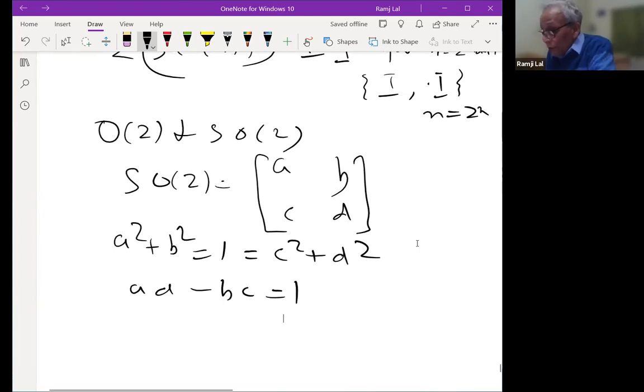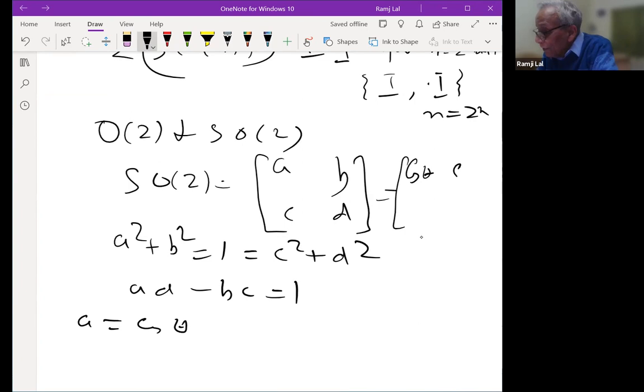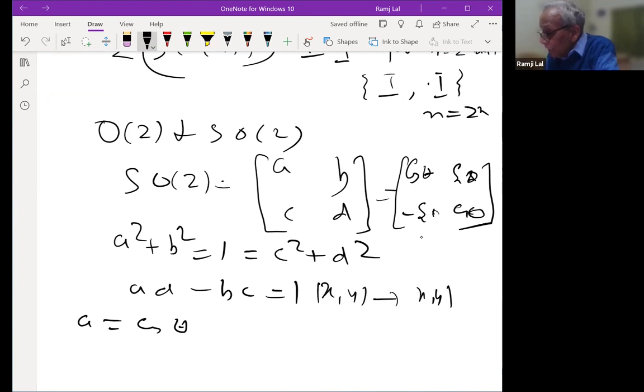So you see A square plus B square is 1, so you can always put A to be cos theta. A is equal to cos theta, B is equal to plus minus sine theta, and the condition that you have to take is AD minus BC is equal to 1. So you can easily see that for some theta it will be cos theta, sine theta, and minus sine theta, cos theta. This represents the rotation. If you take (x, y) going to (x, y) times this matrix, that is the rotation through an angle theta. So SO(2) is simply the rotations, right?